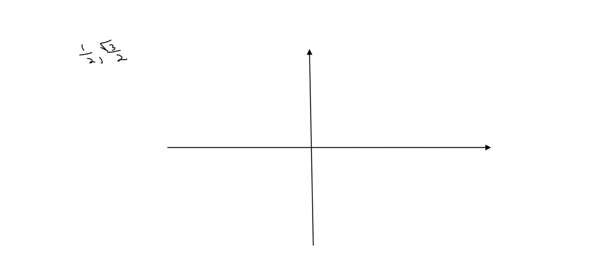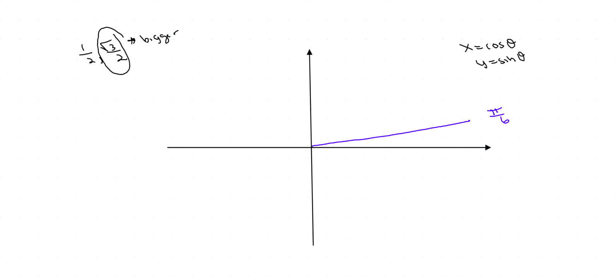If we look at which number is a bigger number, let's just keep note that this root 3 over 2 is the bigger of the two numbers. So let's start with our pi over 6. And let's also keep in mind that x is cosine theta and y is sine theta. Okay, so pi over 6, we know that sine of pi over 6 is either 1/2 or root 3 over 2, and cosine will be the other one. So they're just going to go back and forth between these two values.